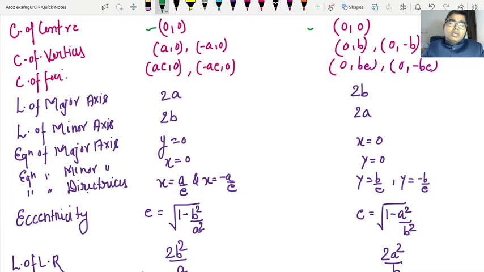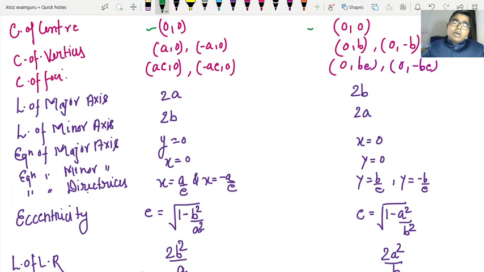Equation of major axis is y equals 0, because the equation of the x-axis is y equals 0. Similarly, the equation of the major axis in this case is x equals 0, and the equation of the minor axis in this case is x equals 0, and in this case y equals 0. Equation of directrix is x equal to a upon e and x equal to minus a by e. Similarly, for this one, y equal to b by e and y equal to minus b by e.